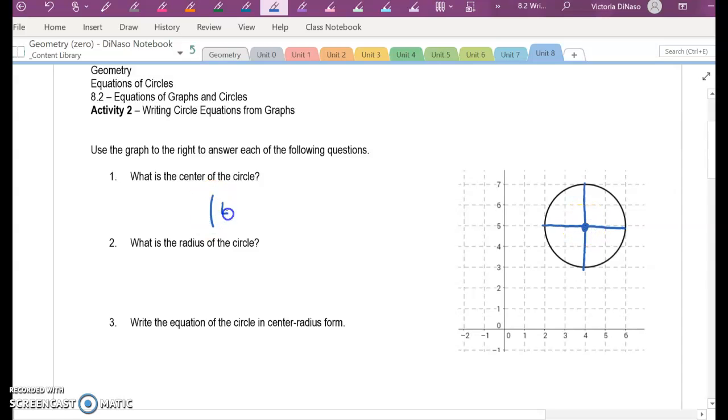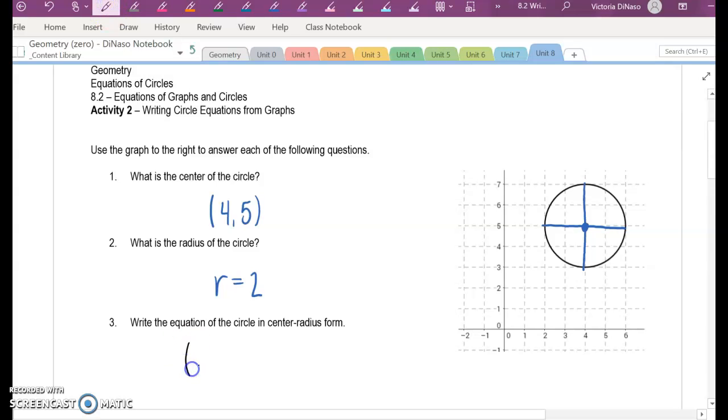We have a center at 4, 5, perfect. And then we've got to figure out what the radius is. So we're going to count up, count left, count down, count right. They should all be the same number of 2. And from here, we've got to write the equation of the circle.